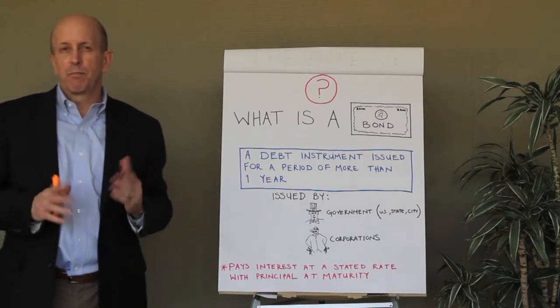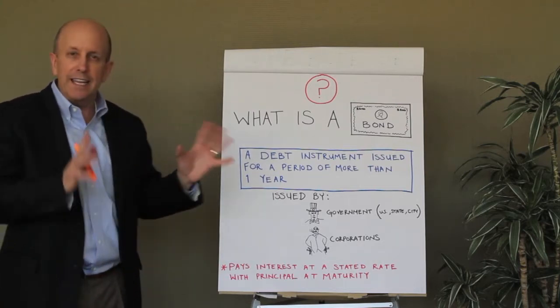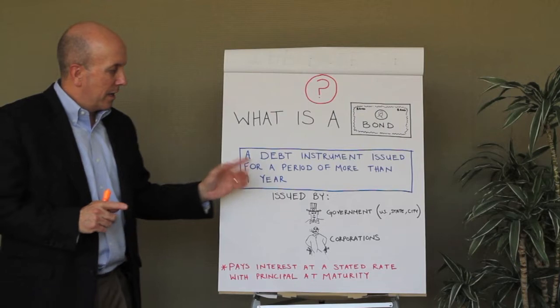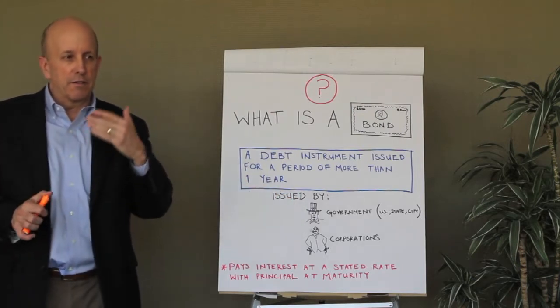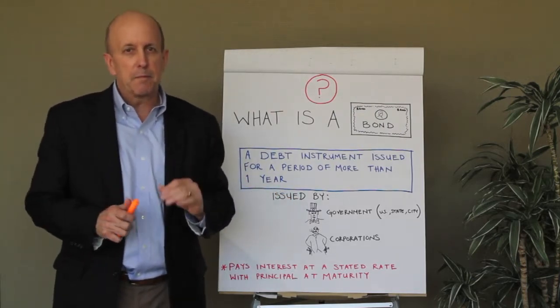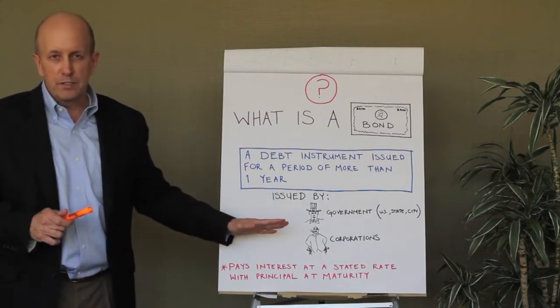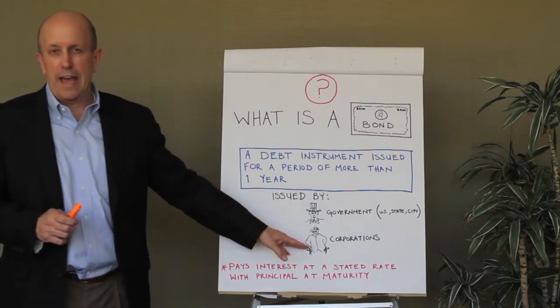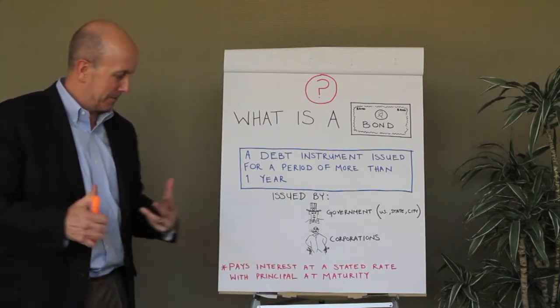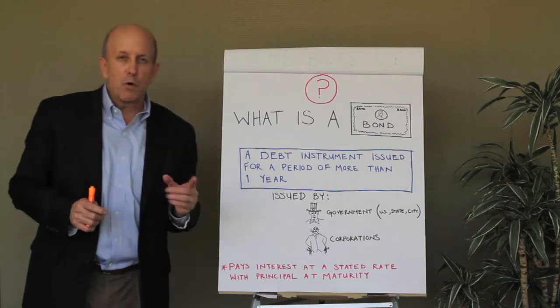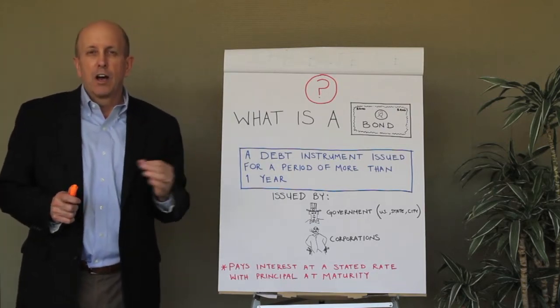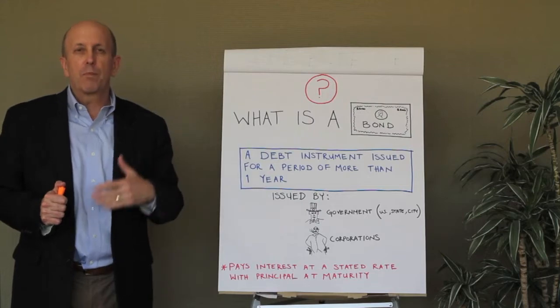And so who issues bonds? Two kinds of entities issue bonds. The government, that could be the federal government, state, city, or corporations, as represented by this fat cat with cash coming out of his pockets. So a bond will pay interest, a fixed rate of interest, over a period of time.